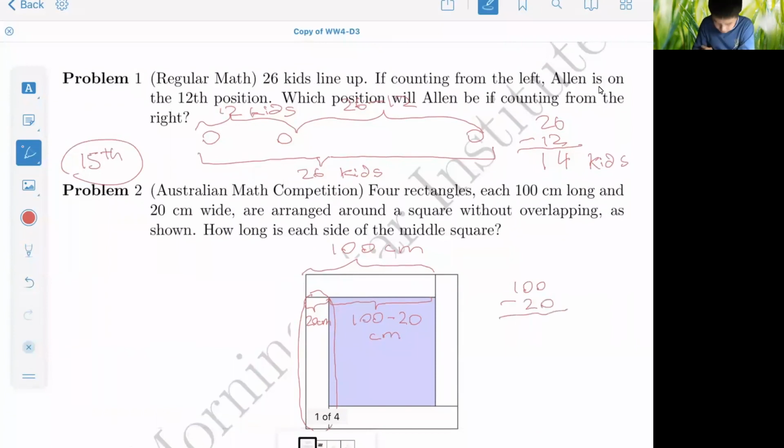0 minus 0 equals 0. We first borrow a 1 from the hundreds digit. Now 10 minus 2 equals 8. So this is 80 centimeters.